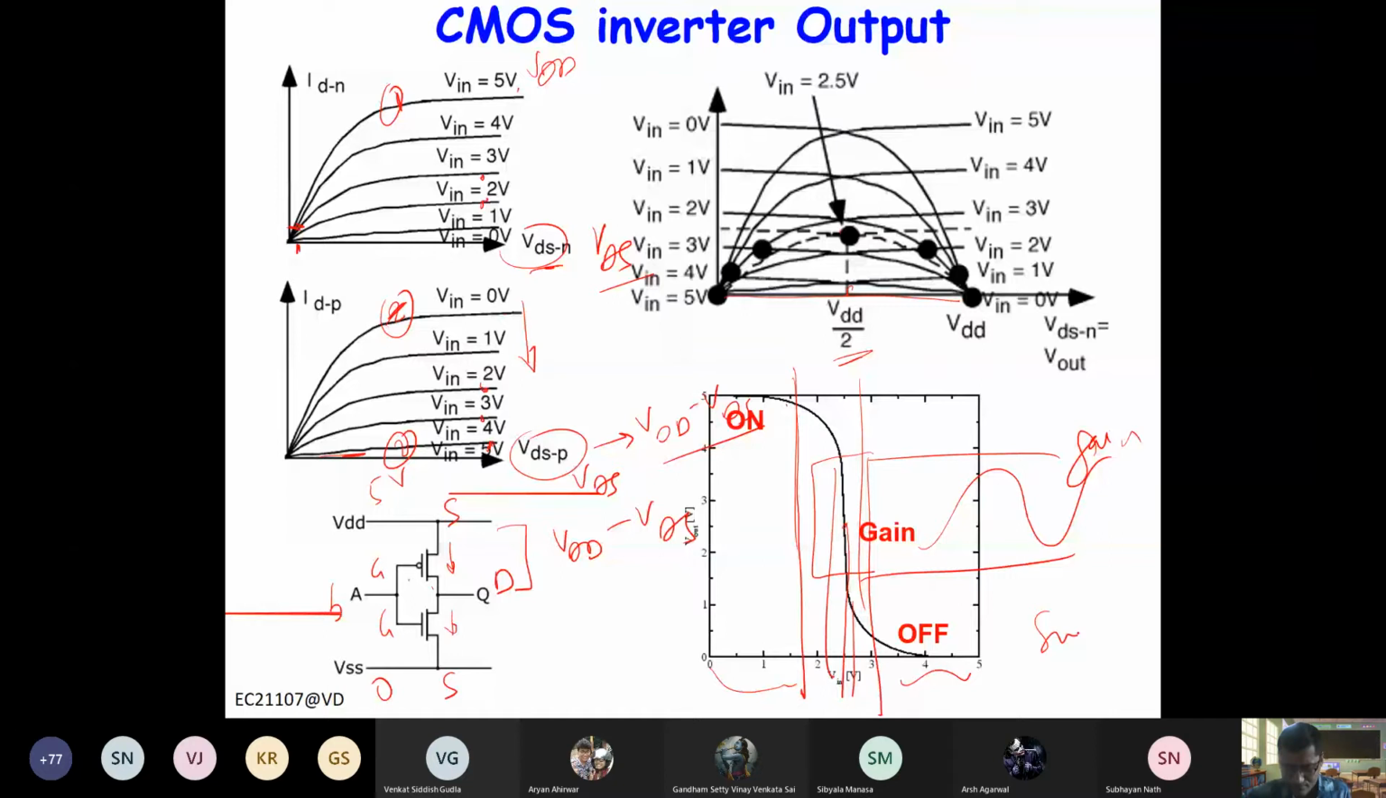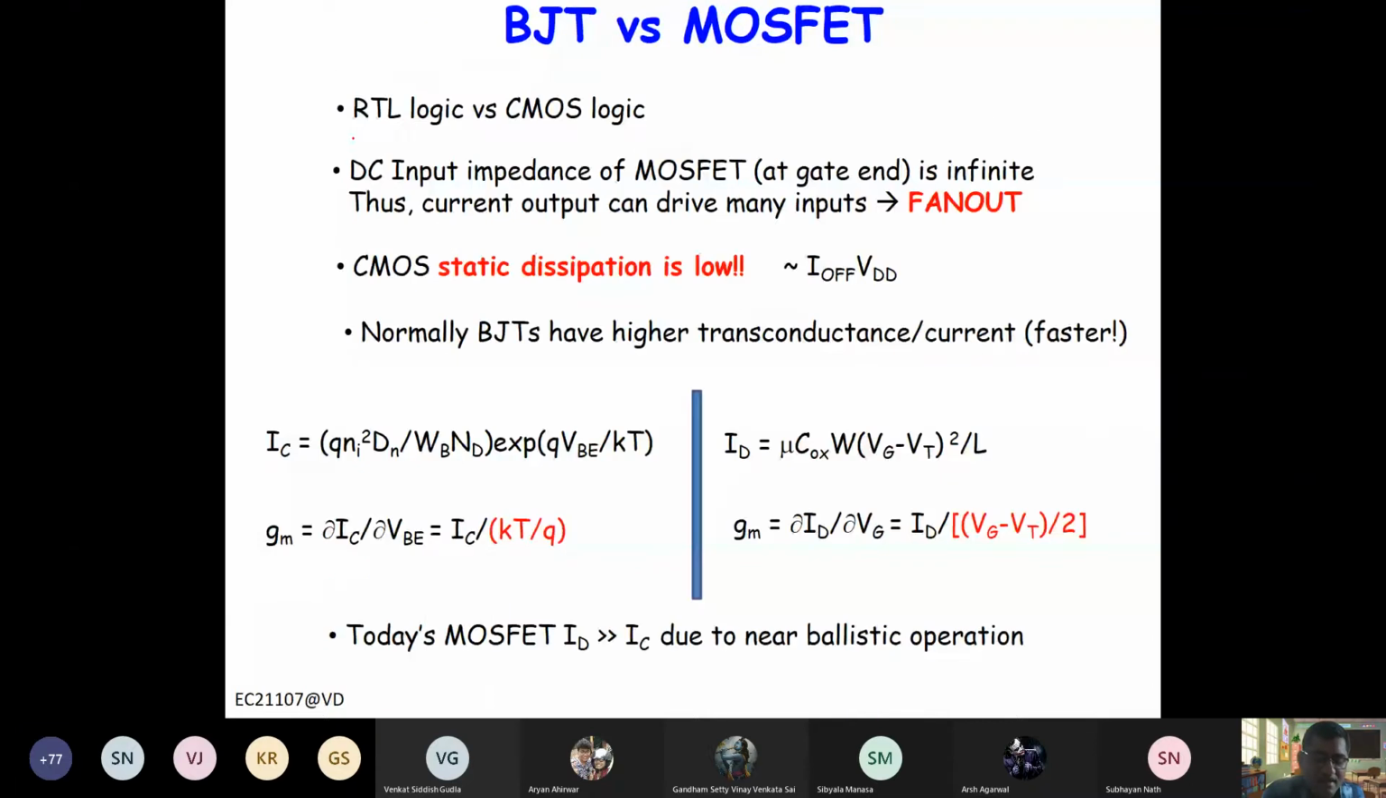Now we compare the BJT and MOSFET. In BJT we have RTL logic or TTL logic, resistor transistor logic, or transistor transistor logic. In MOSFET we have CMOS logic. And of course, in case of MOSFET, this gate is not physically connected. There is an oxide there, so current does not flow. So the input current is almost zero, right? That means a MOS output can drive any number of such units, because it does not take any current. So that means your fan out will be quite high.